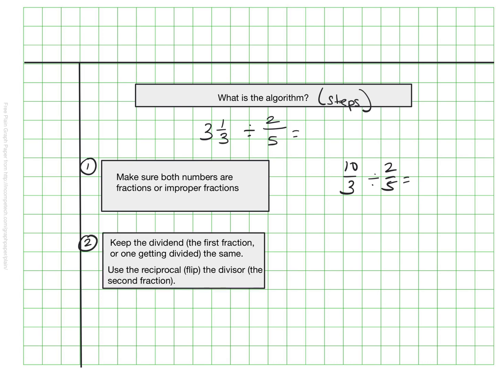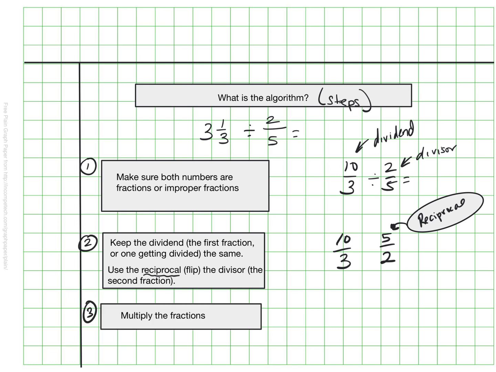Next, we're going to leave the first fraction, the one known as the dividend that is getting divided, just as it is. And we're going to flip the second fraction, or the divisor, the one that's doing the dividing. We're going to flip that upside down, which is called the reciprocal. And once we've done that, we'll turn this into a multiplication problem. So I would do 10 times 5 is 50, and 3 times 2 is 6.